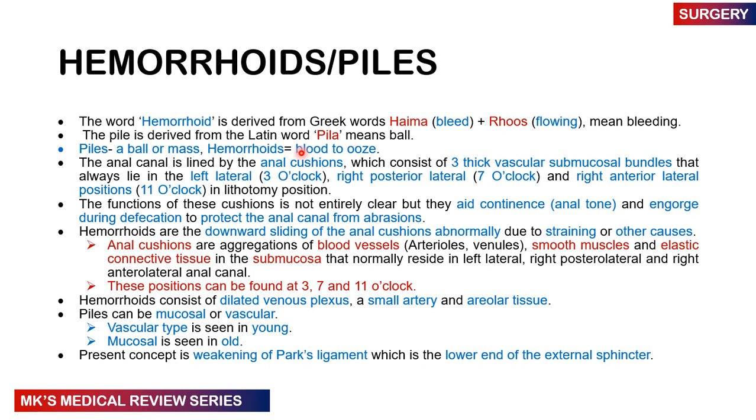Remember that the anal canal is lined by structures we refer to as anal cushions. These anal cushions are thick vascular submucosal bundles. They function in aiding continence and maintaining anal tone. They also engorge during defecation and even protect the anal canal from abrasions. Of course, the actual function of these anal cushions is not so clear. You have them predominantly in three main areas.